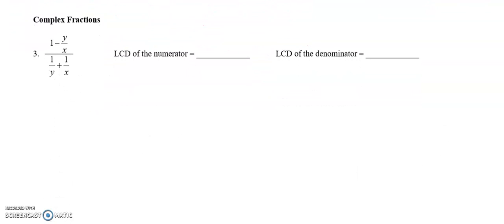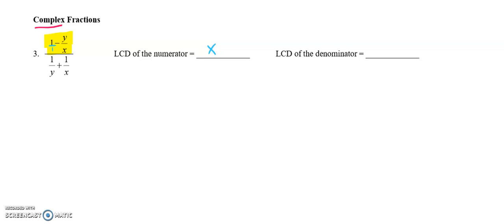Second kind of problem we'll have here is a complex fraction. Now I know I've told you before, complex usually means hard. So we're going to have to take our time on these kind. So first thing we're going to do is we're going to focus on the numerator. What is the least common denominator of the numerator? Well, this 1 is really over 1. Okay, so I need a 1, I need an x, so my least common denominator is x.